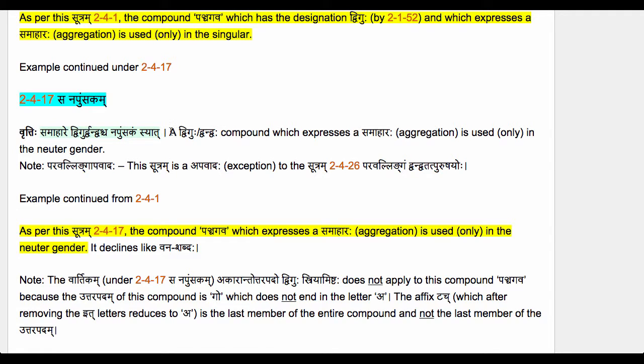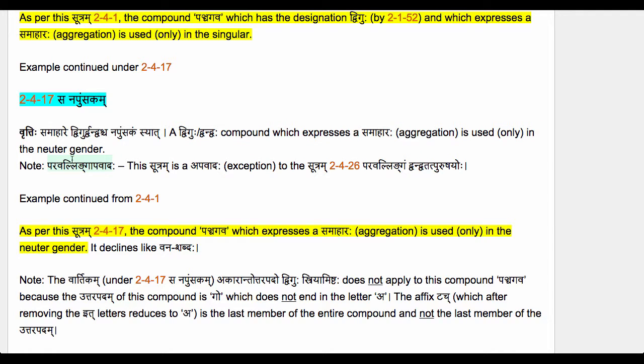Meaning is straightforward: a dviguhu or a dvandvaha compound which expresses a samahara aggregation is used only in the neuter gender by default. Why do we say by default? Because we are going to see a vartikam which is going to give us some exceptions. But as a default, a dviguhu compound as well as a dvandvaha compound which expresses a samahara is used only in the neuter gender. Note here says that Paraval linga apavadaha.